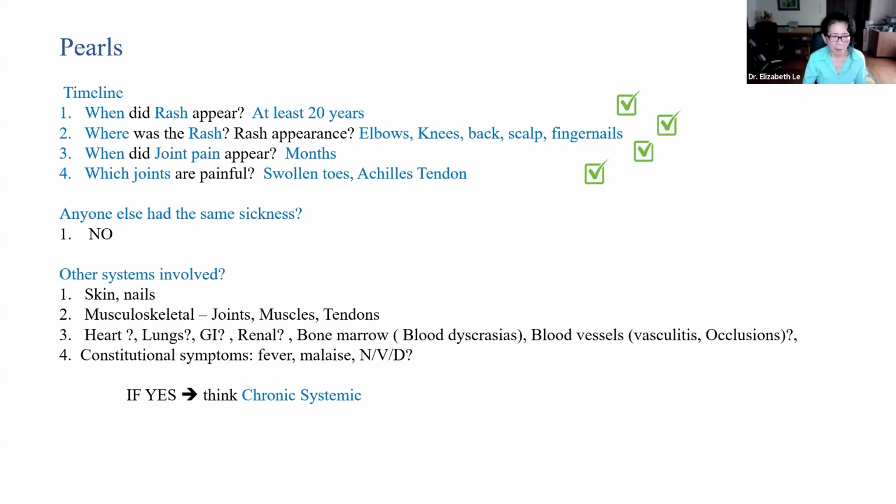And what about heart and lungs and GI and renal, bone marrow, blood vessels, and constitutional symptoms? If yes to more than two, definitely think this is systemic. But in this case, it's more than 20 years. So it is a chronic systemic illness. Next slide.